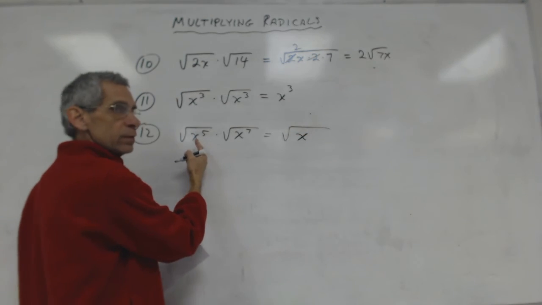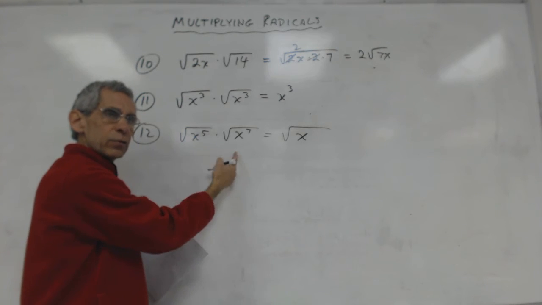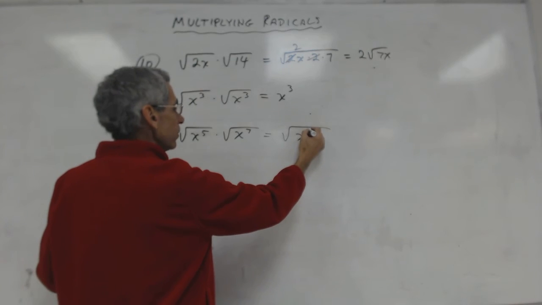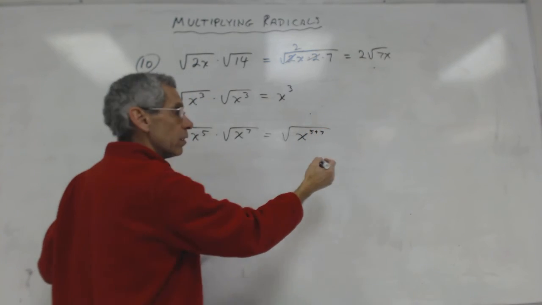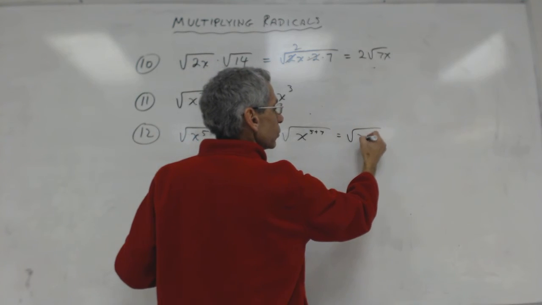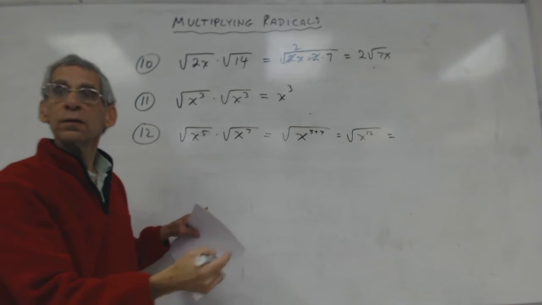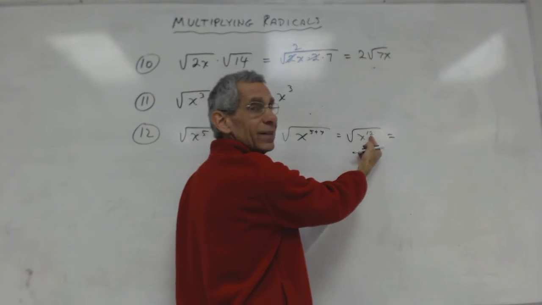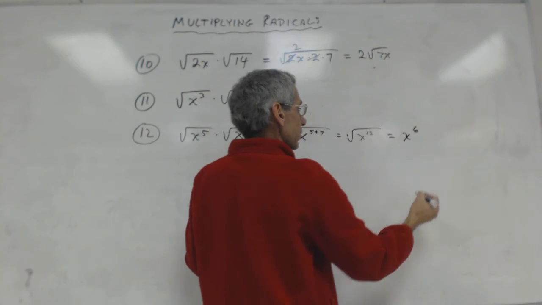It wouldn't be X to the 12th, same basis. When you multiply the same base with exponents, you add the exponents. It's going to be X to the 5 plus 7, 12, which is X to the 12. Now what is the square root of X to the 12? A square root cuts an exponent in half, so it's going to be X to the 6, right?